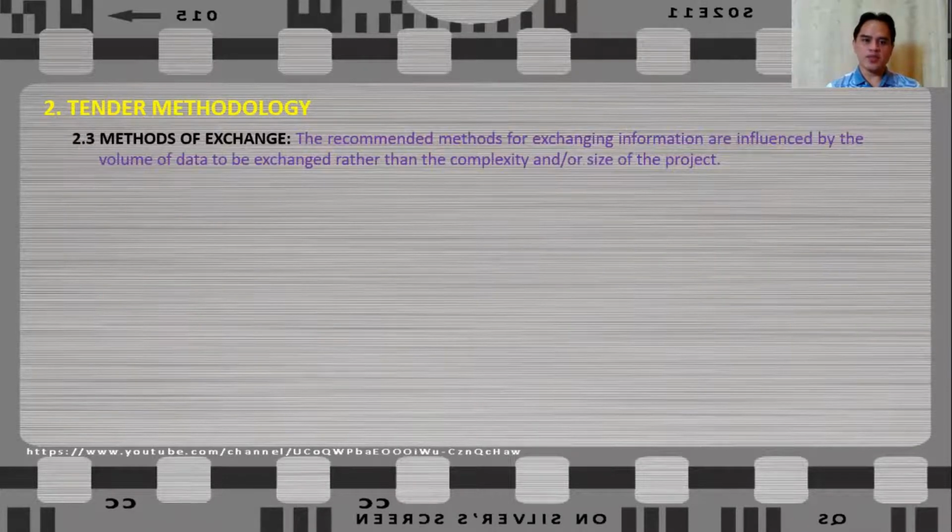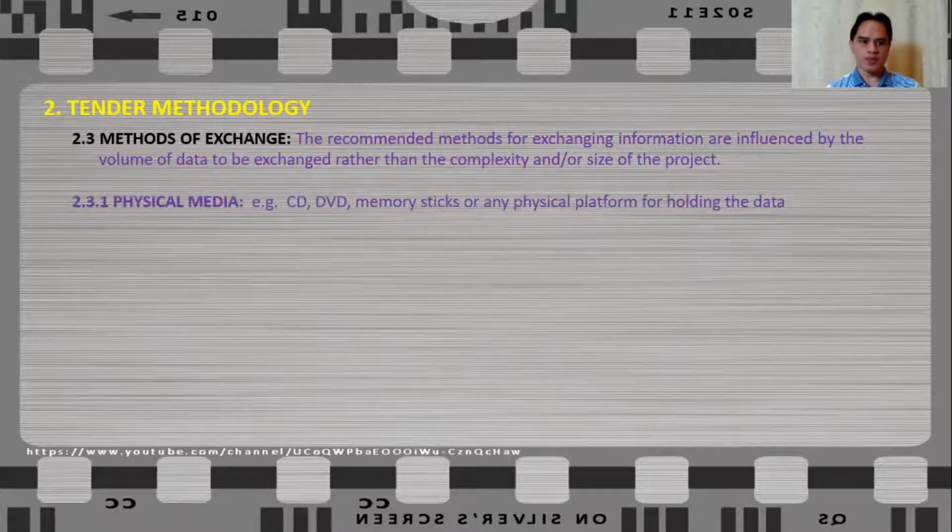Now, let's talk about the methods of exchange. The recommended method for exchanging information is influenced by the volume of data to be exchanged rather than the complexity and size of the project. The following are examples of media that can be used in data exchange. Physical media. For example, CD, DVD, memory sticks, or any physical platform that holds the data.